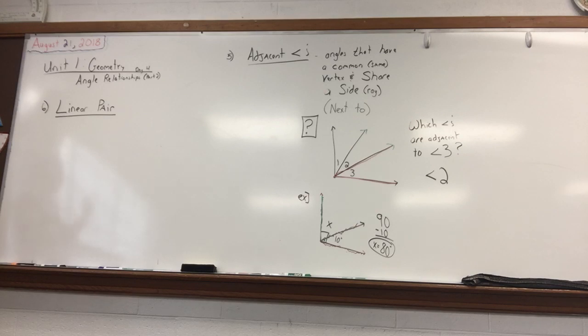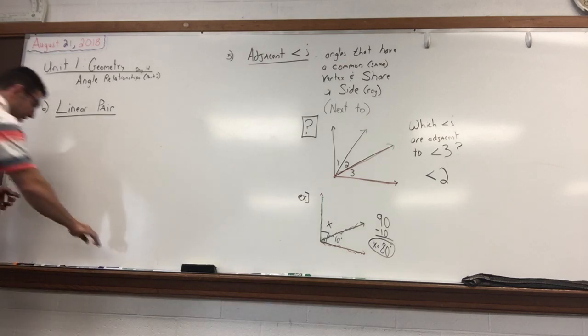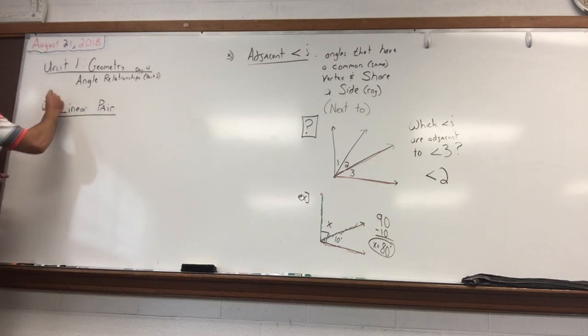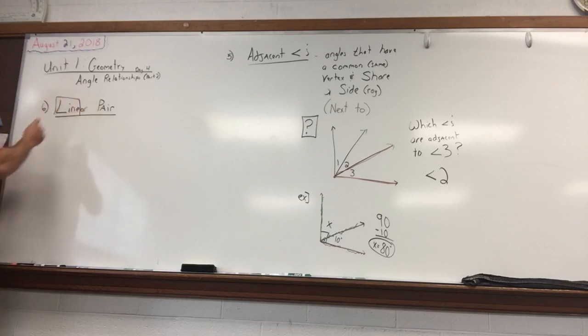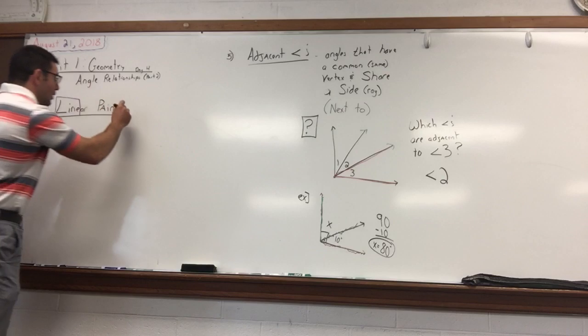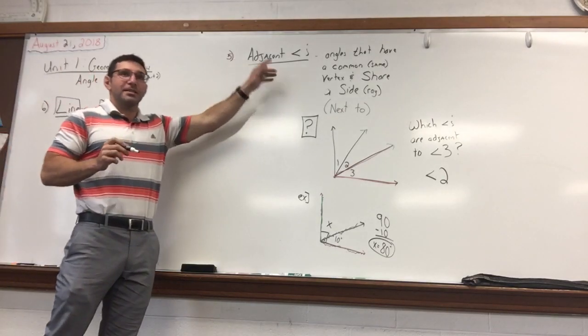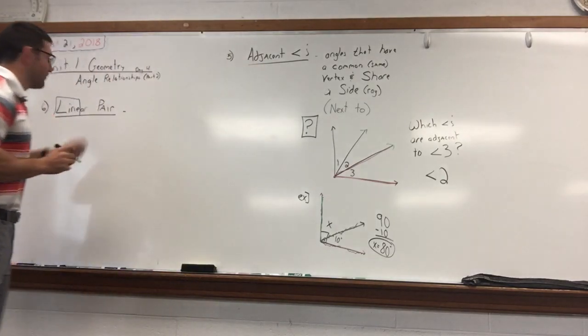Oh, look at all those hands. Izzy, let's see if we can get some more. Line. We see the word line. Remember, when we're talking about angle relationships, how many angles are we talking about? 2. So these are 2 angles that, guess what they're going to form? A line.